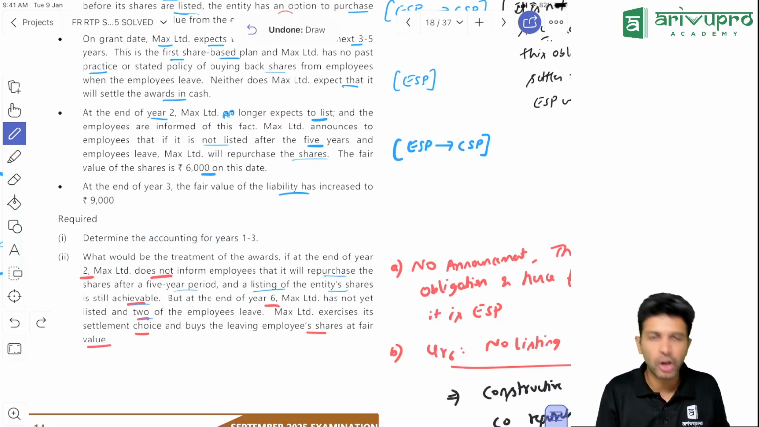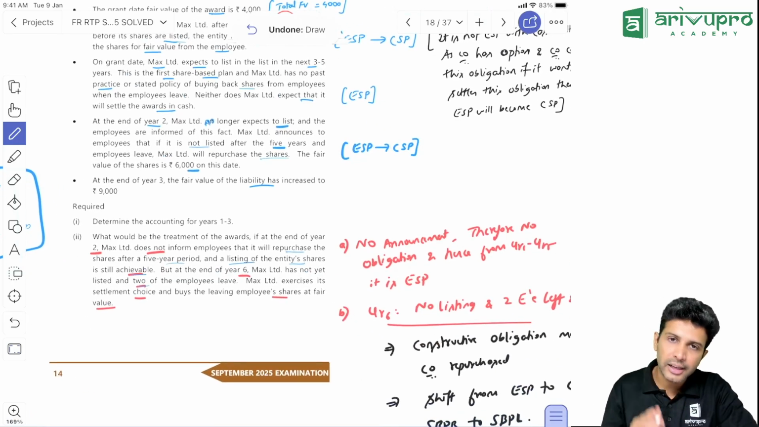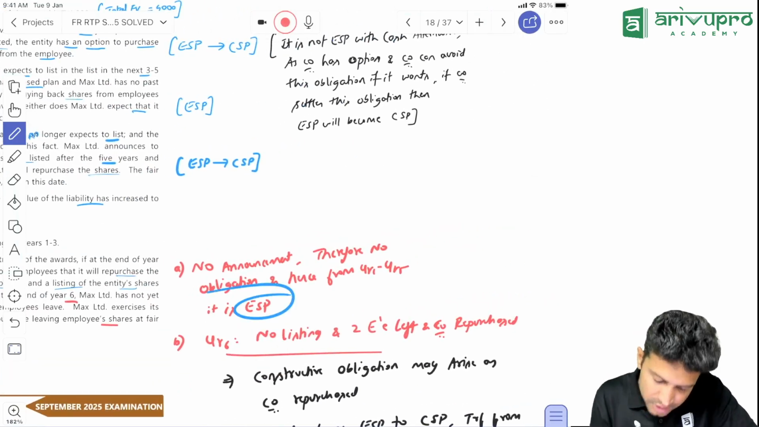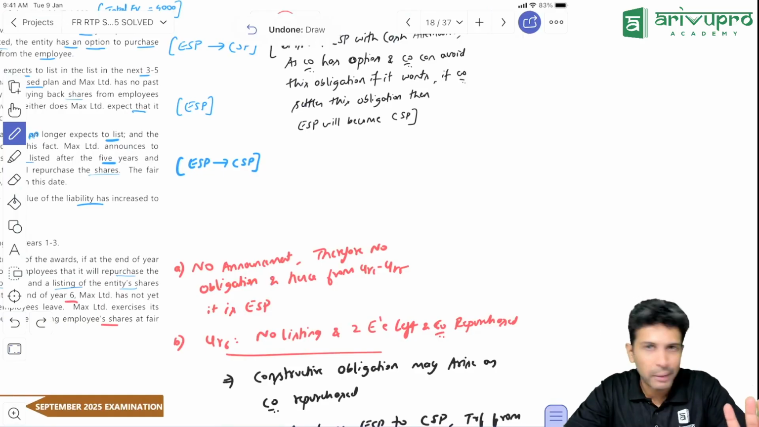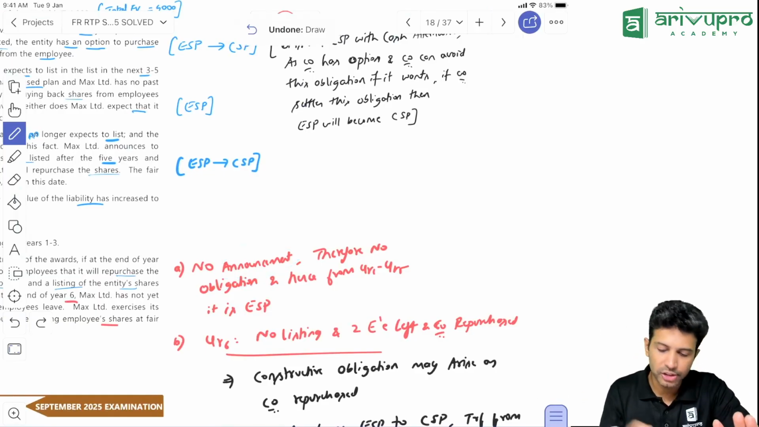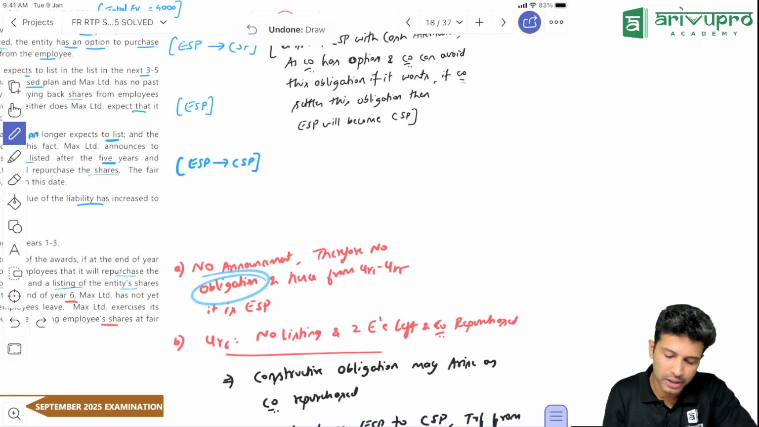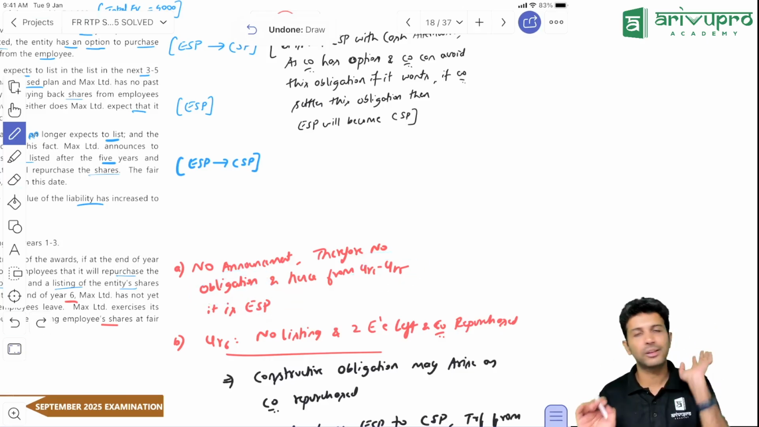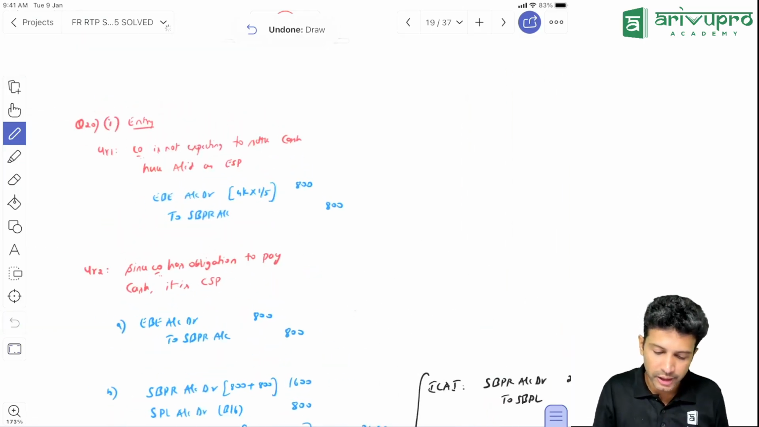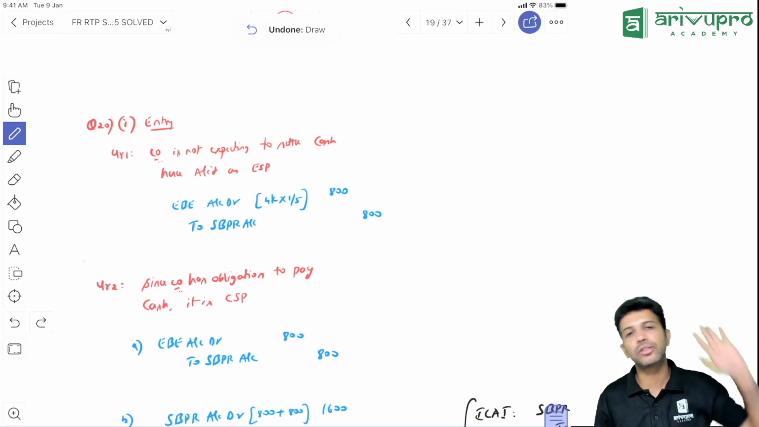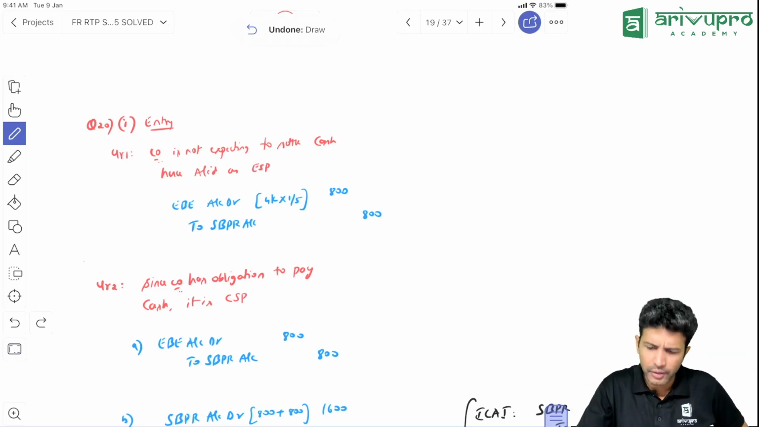Hence, since we did not do that for 5 years, in that case, what will it be? For the first 5 years, this plan will be an equity settled plan only, because there is no obligation. Since we have not made any announcement, there is no obligation. From year 1 to year 5, you will book it as an equity settled plan. Basically, this journal entry you will pass. For how many years? 5 years you will pass. Okay, because we have not communicated.